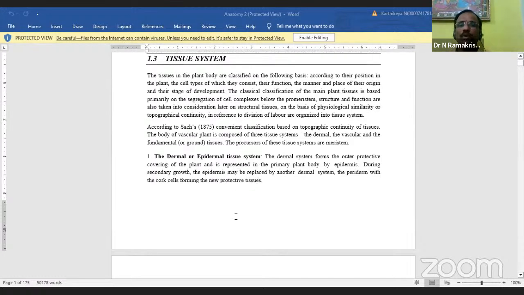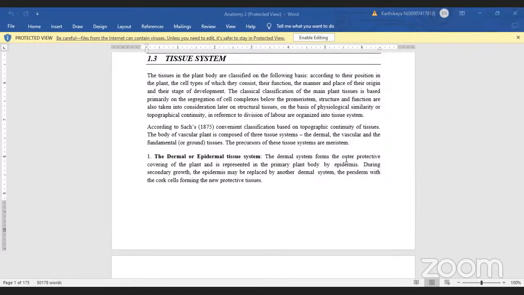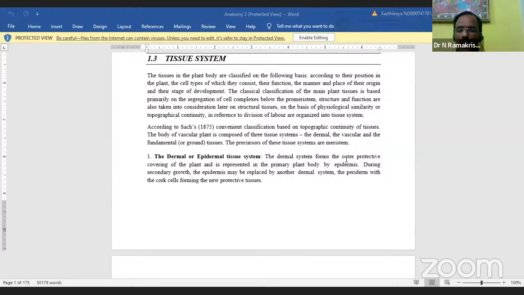Okay, now you have completed the epidermal tissue system. What have you completed now? Inside the epidermal tissue system, you looked at stomata as the first point, and the next one is epidermal outgrowths. Stomata, how many types are there? And epidermal outgrowths.